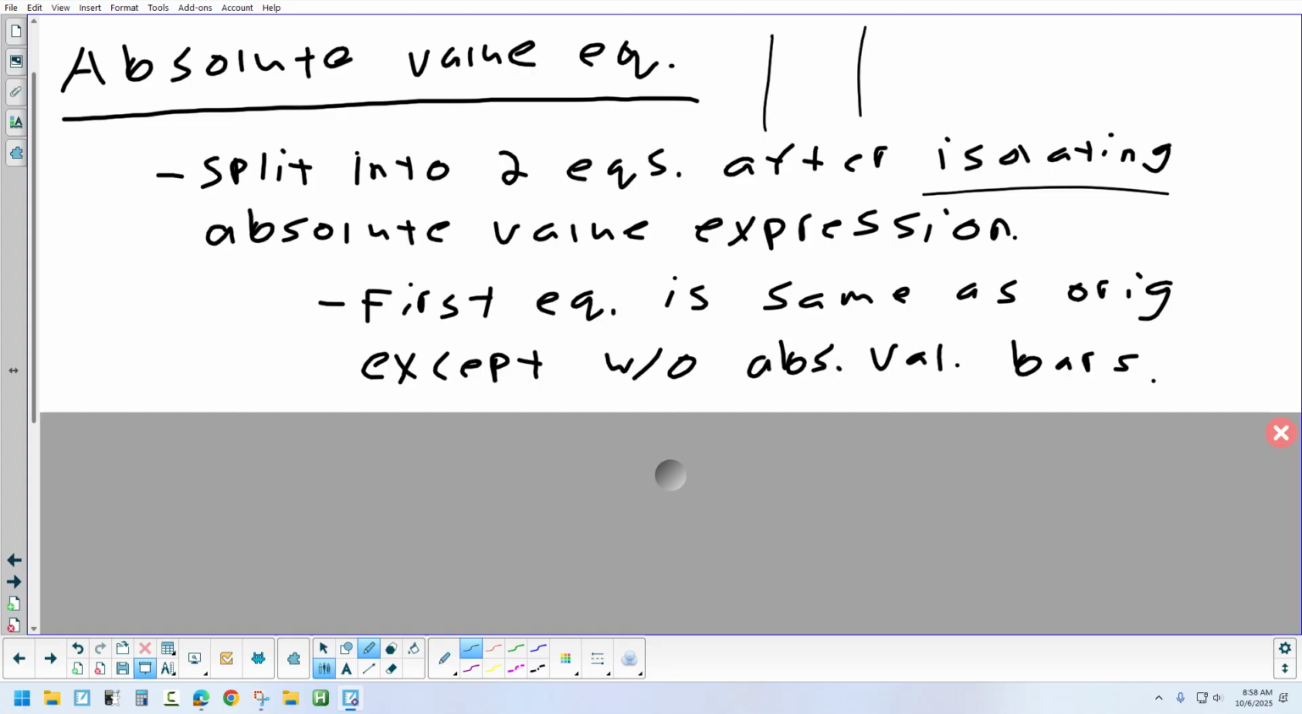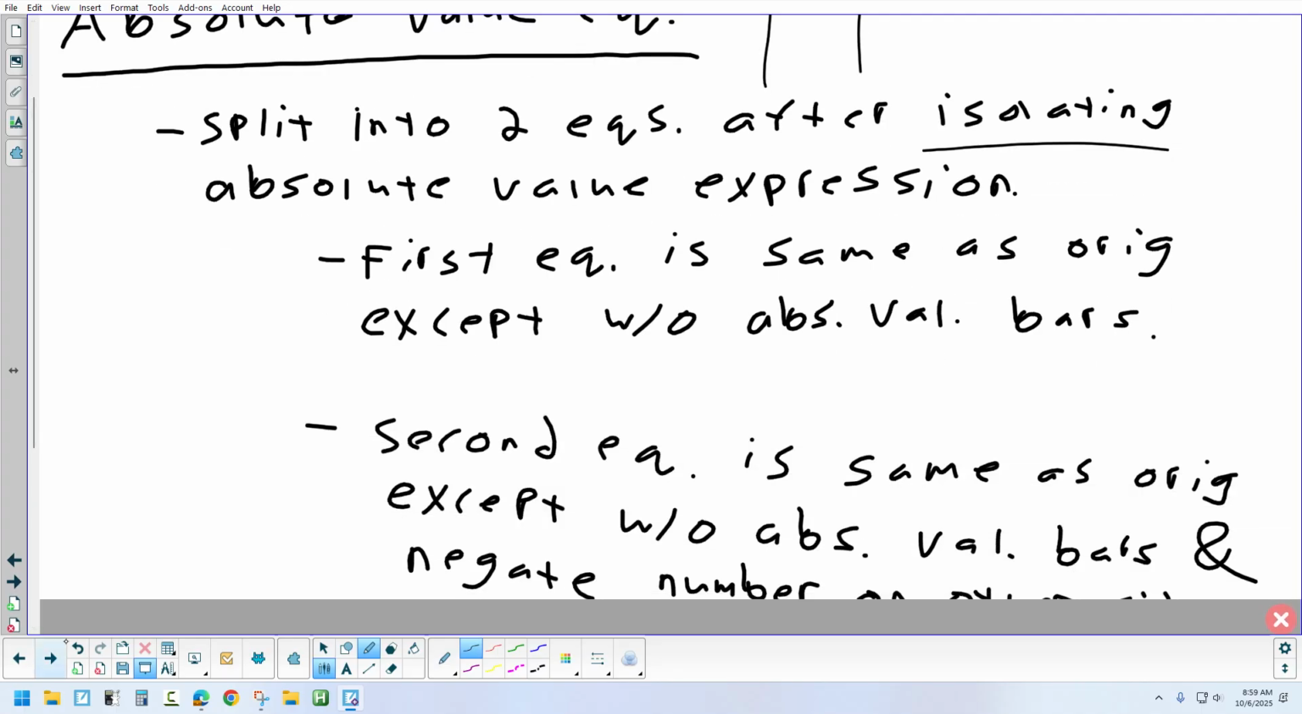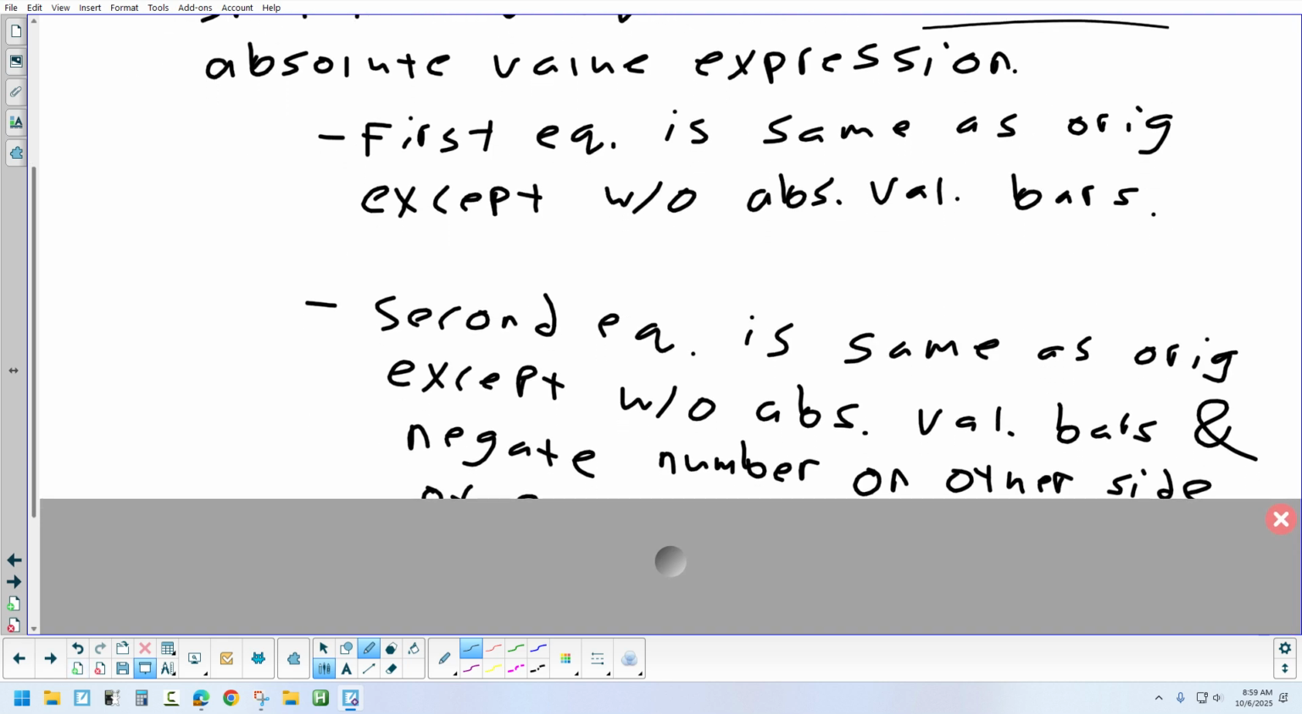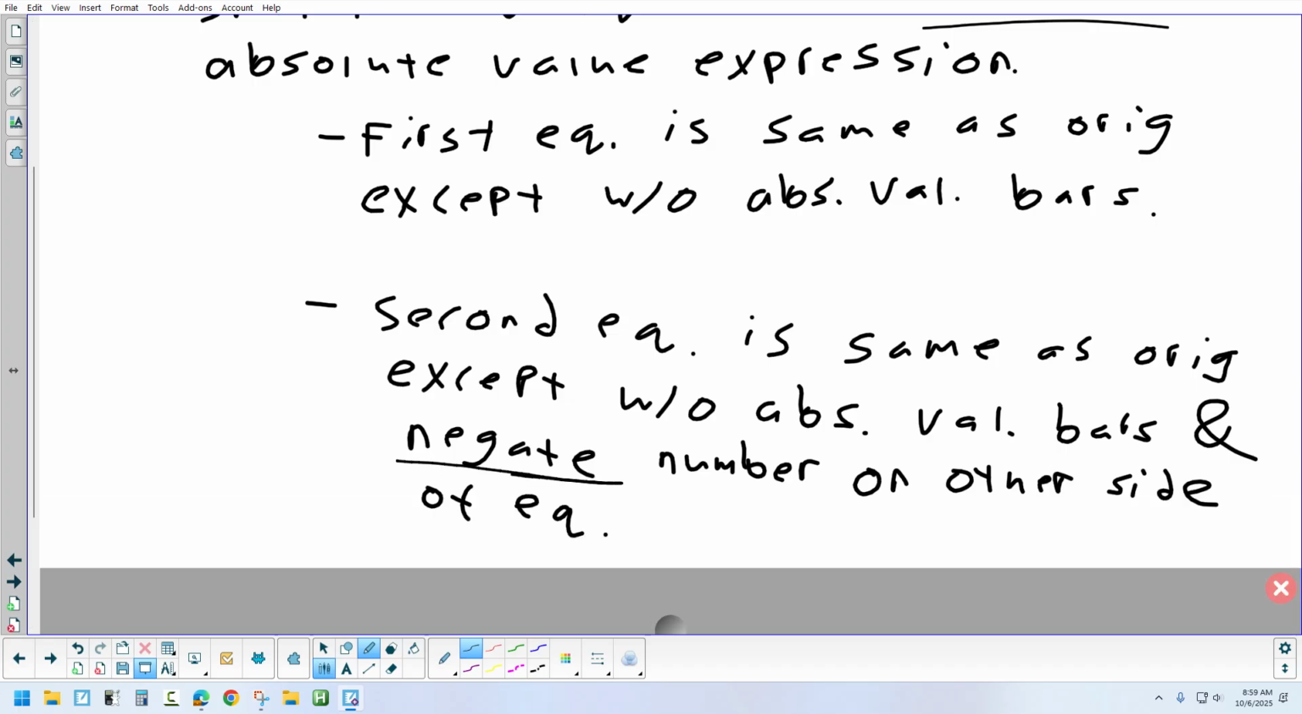The first problem that we're going to split it into is the exact same problem. Just take out the bars. That's all you do. Just write down the exact problem that I give you, but take away the bars. And the second one, okay, so that one's a little different. You're still going to write down the exact problem I give you without the bars, but you're also going to make the number on the other side the opposite. That's what negate means. Just make it the opposite.